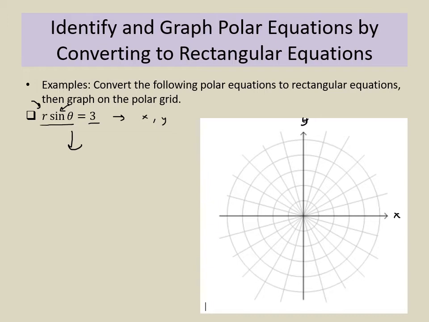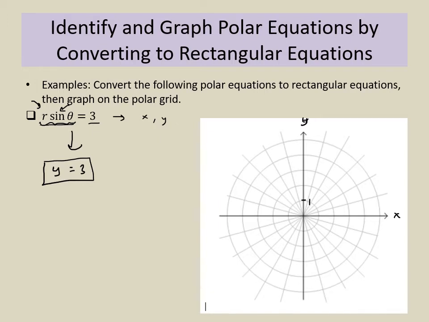Okay, so from our conversion we know that y is equal to r sine of theta. So we can replace this polar expression with a rectangular expression. Instead of r sine of theta, we just have y is equal to 3. And what kind of graph is this? This is the equation of a horizontal line that goes through the point 3 on the y-axis.